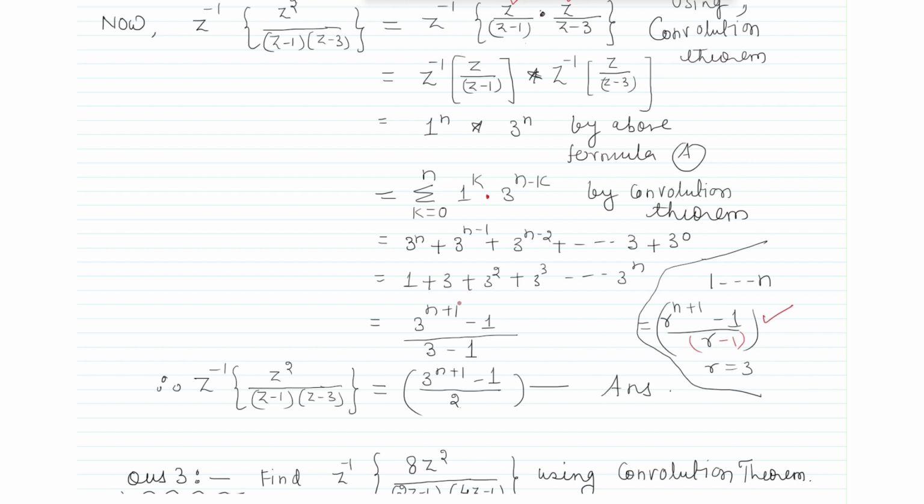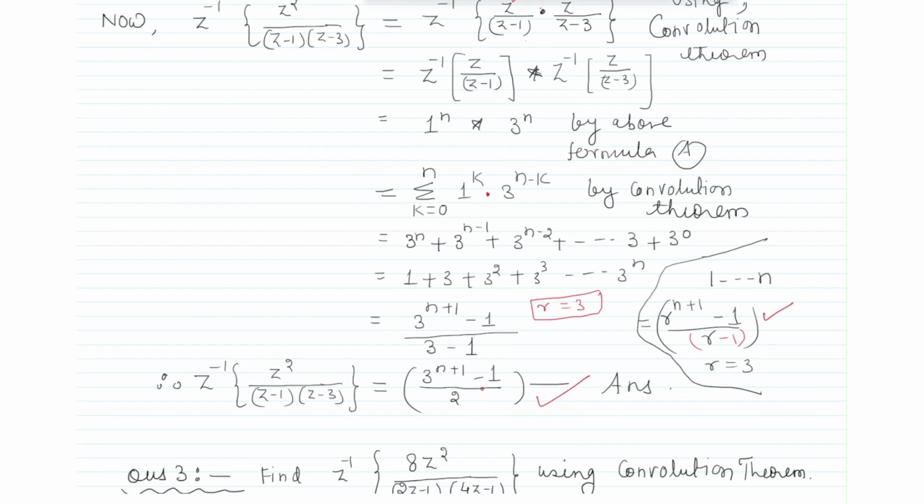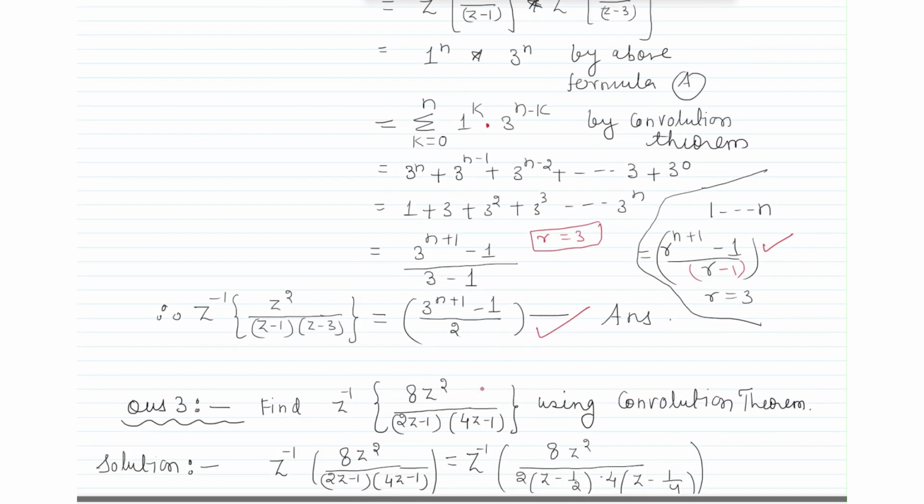So what is the common ratio here? We are seeing the common ratio 3 by 1, 3 square by 3, that is, it is 3. So here r equals 3, means common ratio equals 3. Just substitute this common ratio in the formula. We'll get 3 to the power n plus 1 minus 1 upon 3 minus 1. So this is your final answer. So 3 to the power n plus 1 minus 1 upon 2 is the z inverse transform of the function given in the question, z square upon z minus 1 into z minus 3.